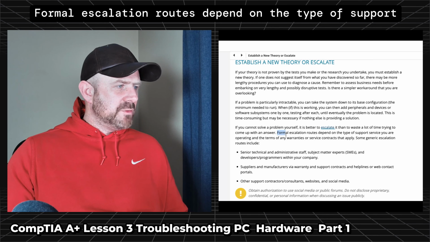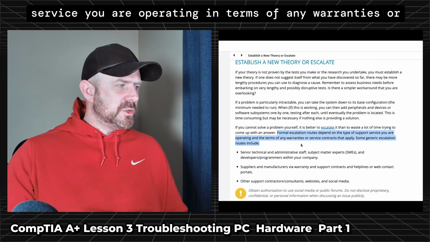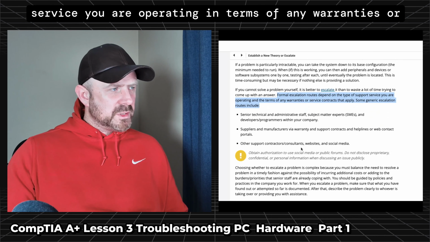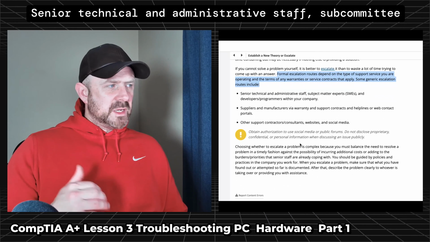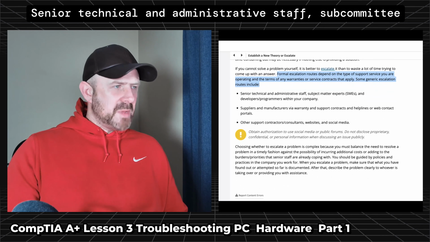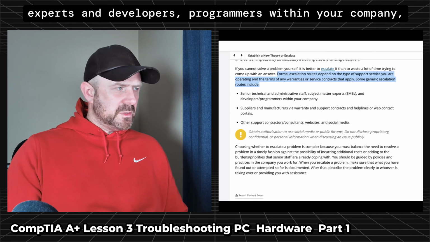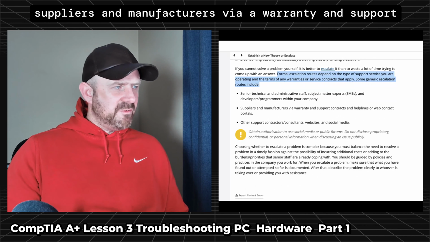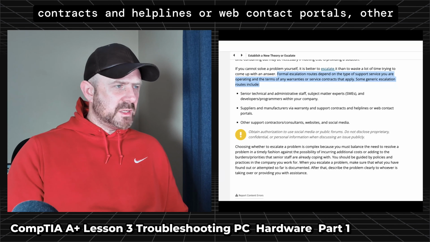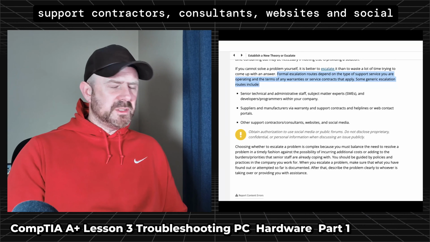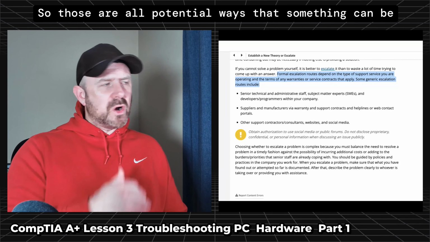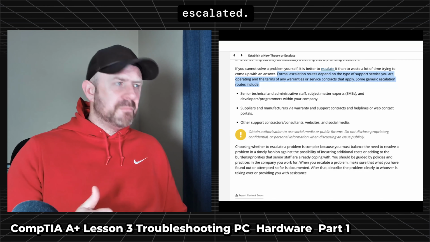Formal escalation routes depend on the type of support service you are operating in, in terms of any warranties or service contracts that apply. Some generic escalation routes include senior technical and administrative staff, subject matter experts and developers, programmers within your company, suppliers and manufacturers via warranty and support contracts and helplines or web contact portals, other support contractors, consultants, websites, and social media. So those are all potential ways that something can be escalated.